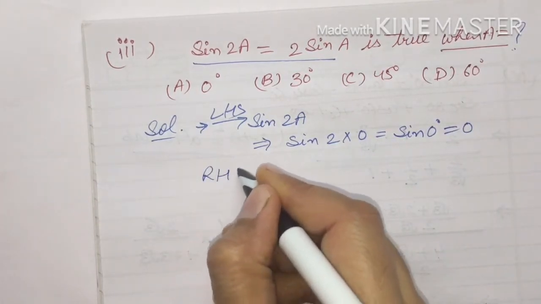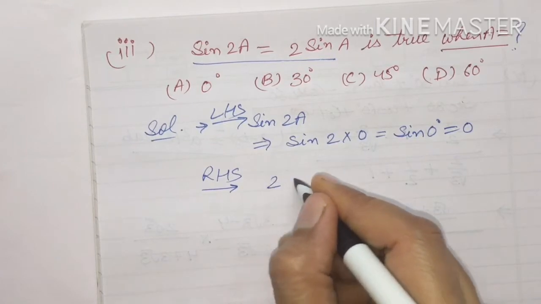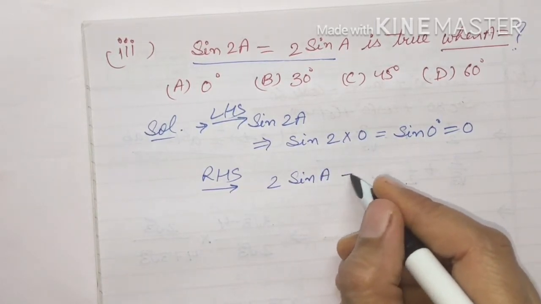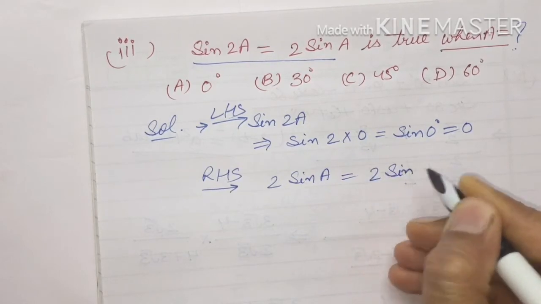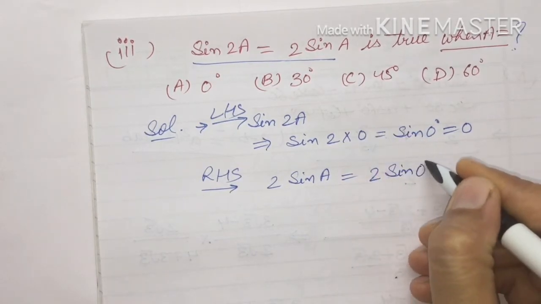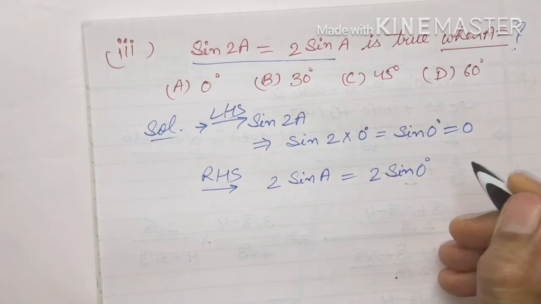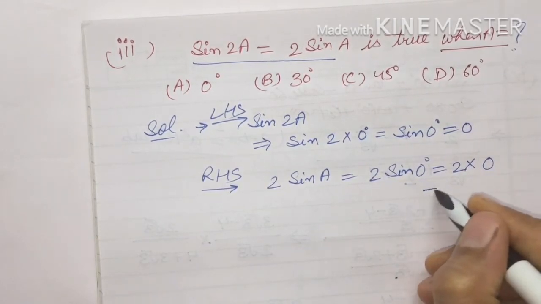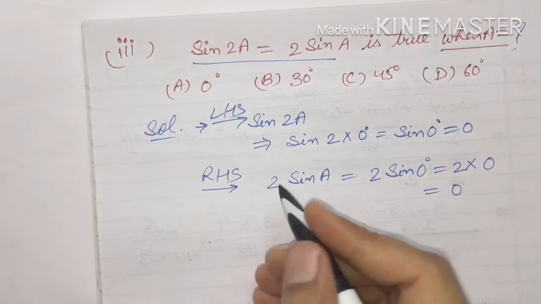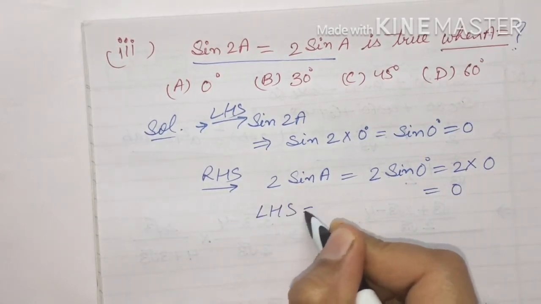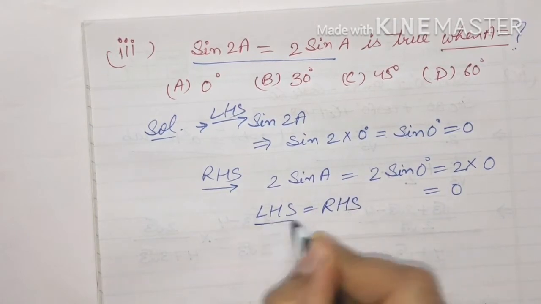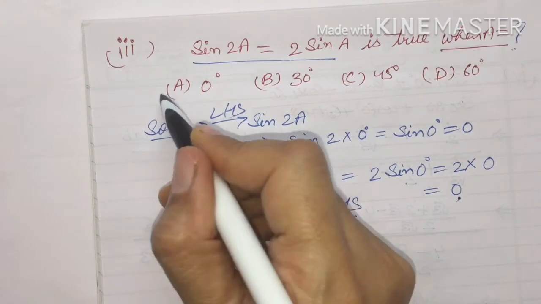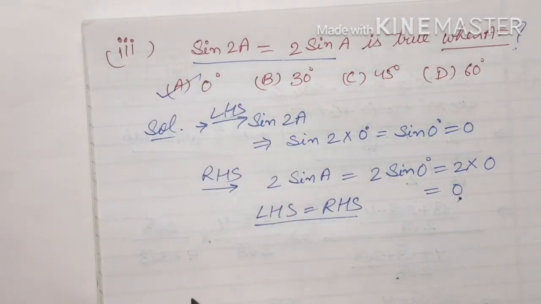And in the right hand side, 2 sine A means 2 sine 0 degree. So it will be 2 into sine 0, which is 0. So it will be 0. Both sides are equal, left side and right side are both equal. 0 and 0 are coming here. So option A is correct.